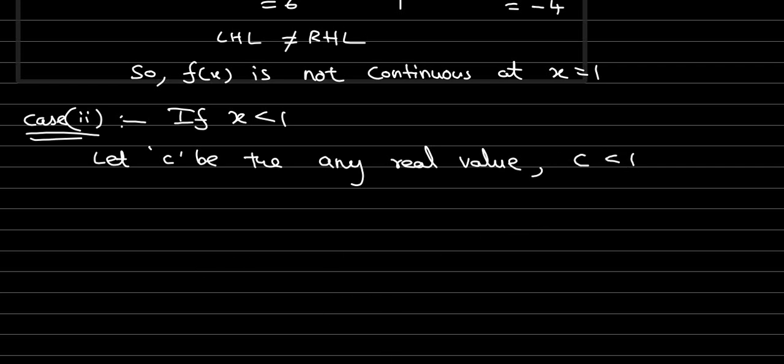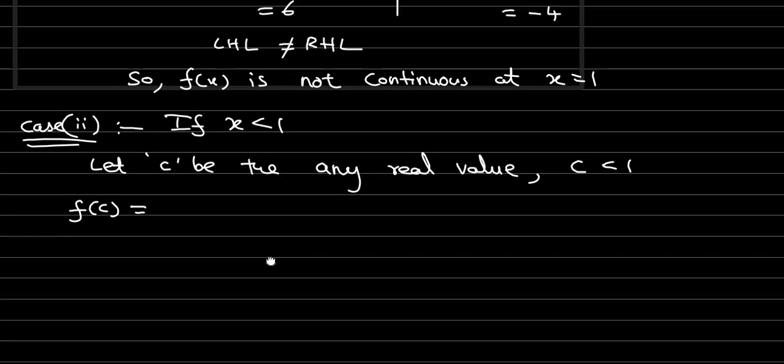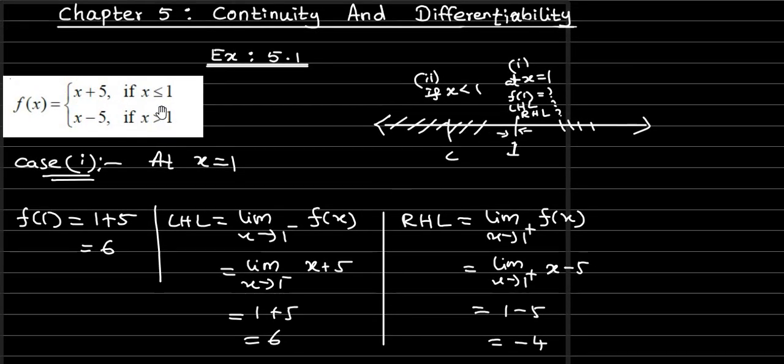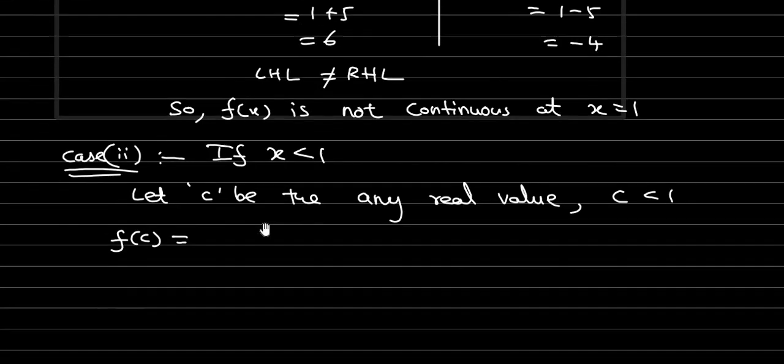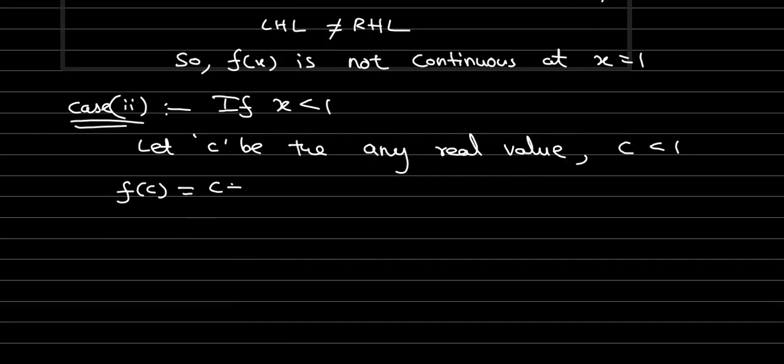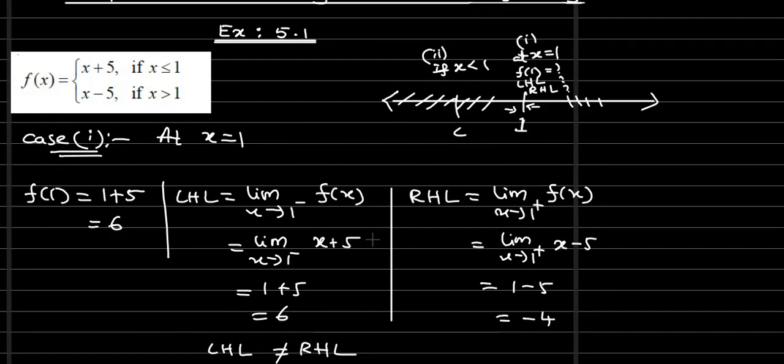Now we have to find f of c, and the left hand limit and right hand limit, all three things are required. If we are dealing with the same f of x for the left hand limit and right hand limit, then together we can find the limit. Now f of c: c is less than 1, so the suitable function is the first function, x plus 5. Here the input is c, so this becomes c plus 5. Now limit x approaching c from the left side and right side. Let's see how we can take them together.